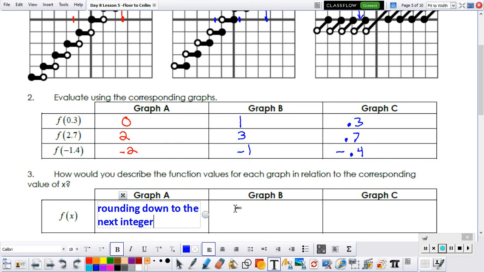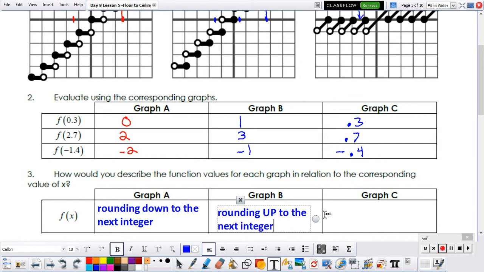And for graph B, we had 0.3 became 1, 2.7 became 3, -1.4 became -1. We are rounding up to the next integer.